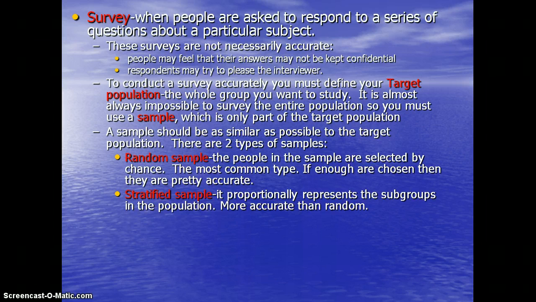A stratified sample is a little bit different. It proportionally represents the subgroups in the population. It's more accurate because it's got a better mix of your target population. Let's say we're going to do high school kids. Well, 47% of high school students are white. That means 47 out of your 100 people that you survey need to be white. It needs to be about 23% Hispanic, about 21% African American. So these numbers have to be the same as the target population. So it's a little bit more difficult, but much more accurate.